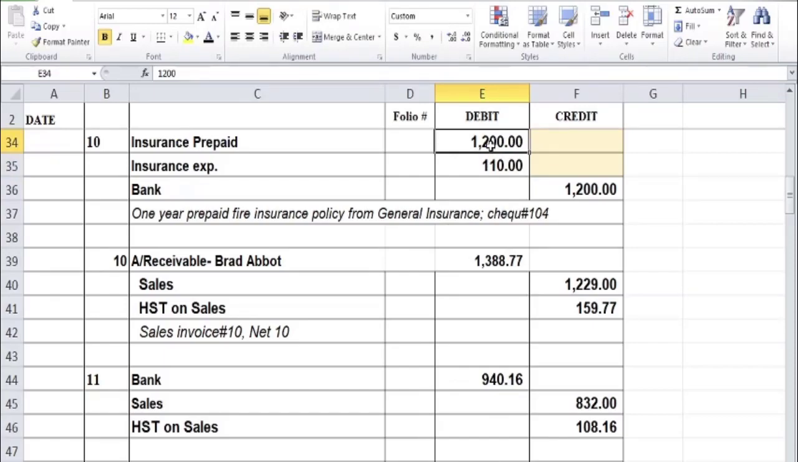October 11th, sold merchandise for cash for $832 plus HST of 108.16. So the bank will be the debit side, the sales and HST on sales account will be the credit side. Sales will be 832, HST on sales will be 108.16, and bank will be 940.16.